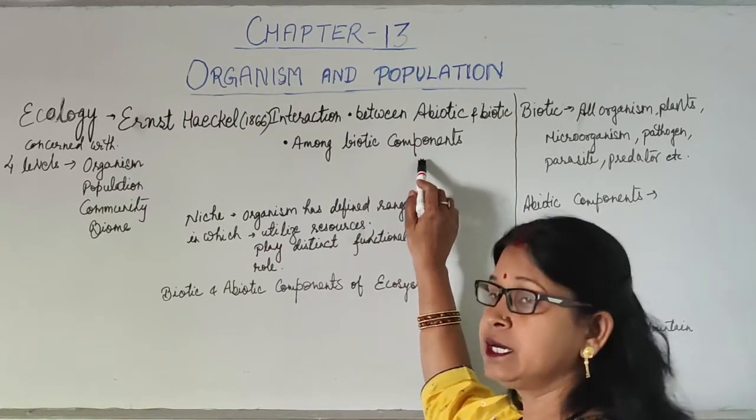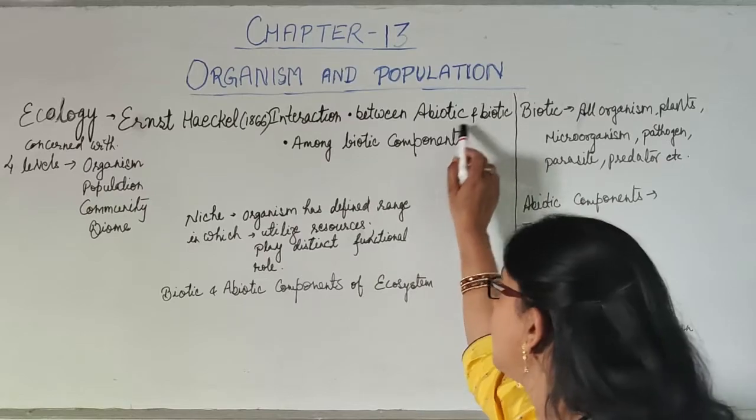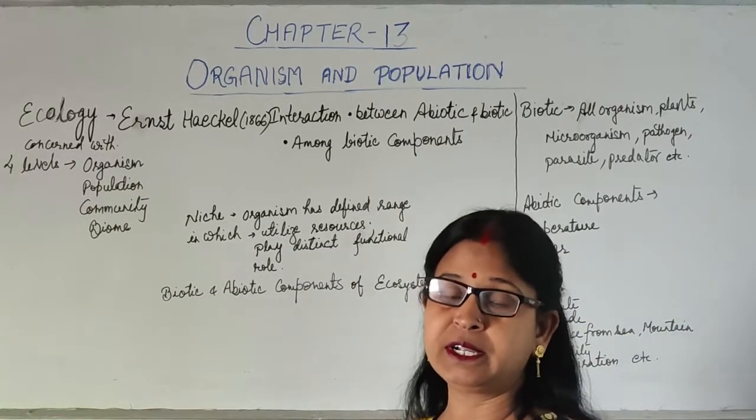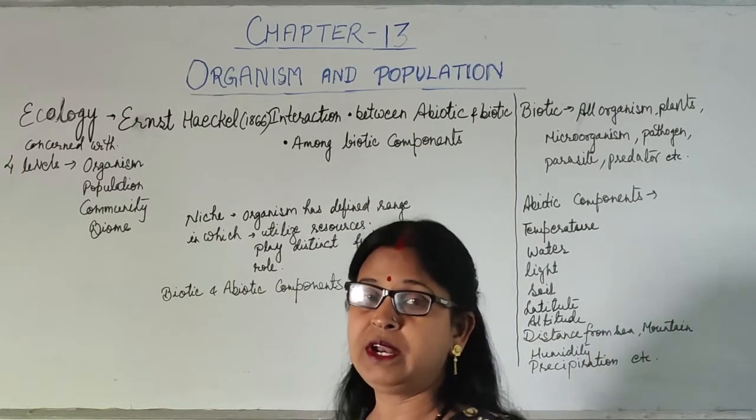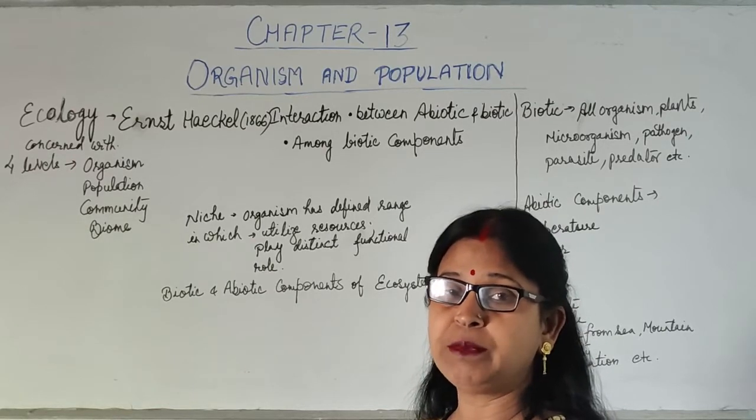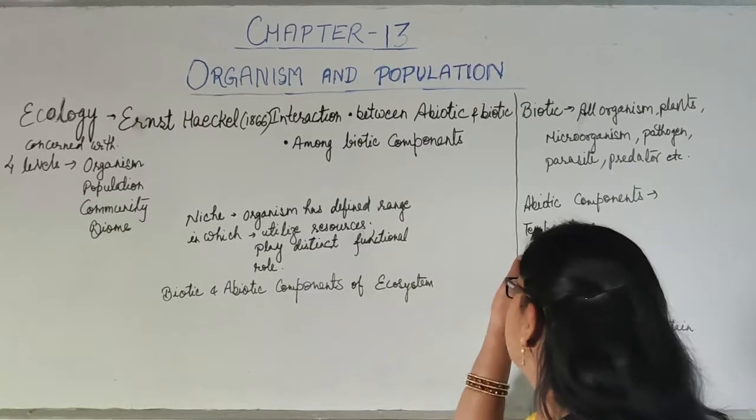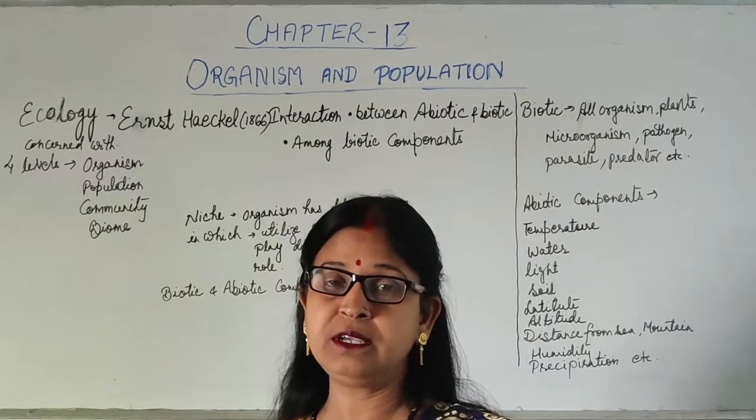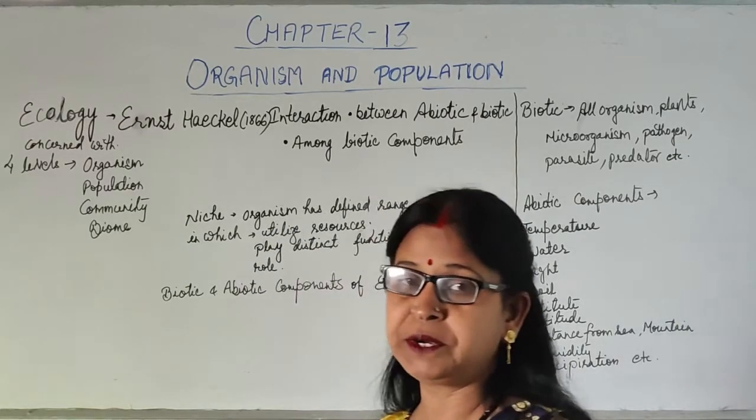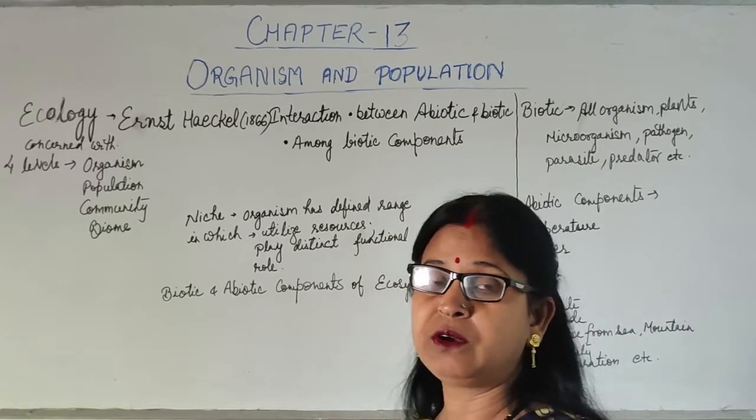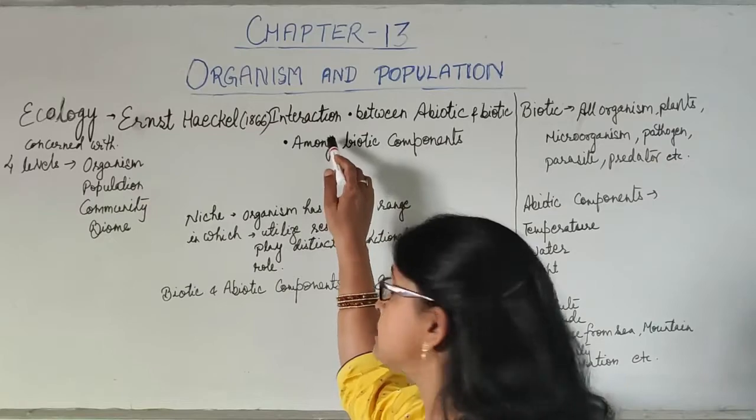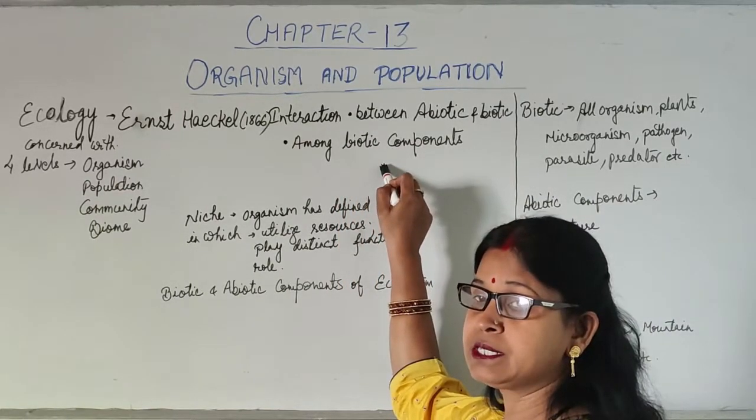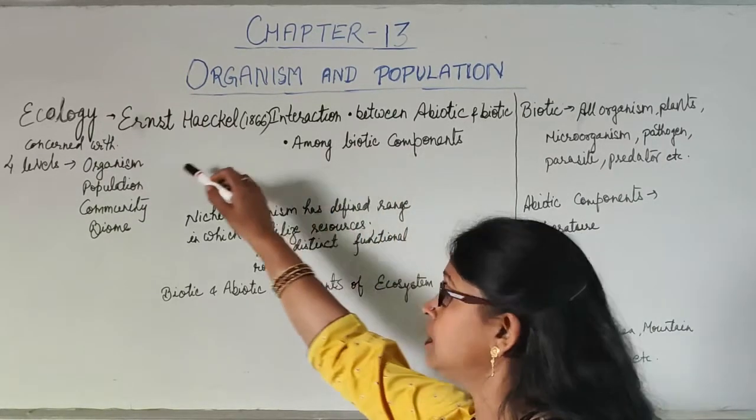Then there are two types of components in ecology, that is abiotic and biotic. Biotic components are all the living organisms, including plants, microorganisms, predators, parasites, different types of pathogens, etc. Whereas abiotic components are the physicochemical environment, that is non-living things like temperature, water, light, soil, altitude, latitude, distance from the sea, distance from the mountain, humidity, and precipitation. All these will be the abiotic components of that environment. There is interaction between the biotic and abiotic components, or among the biotic components, and they constitute the ecosystem.